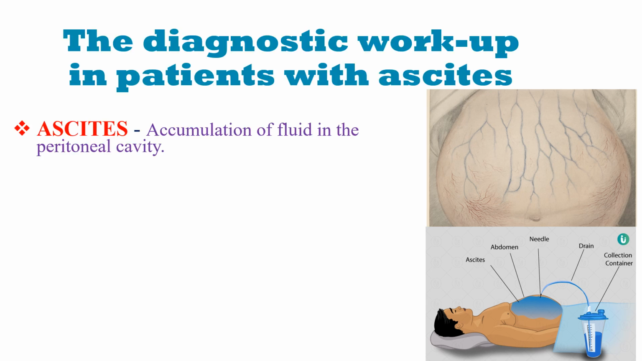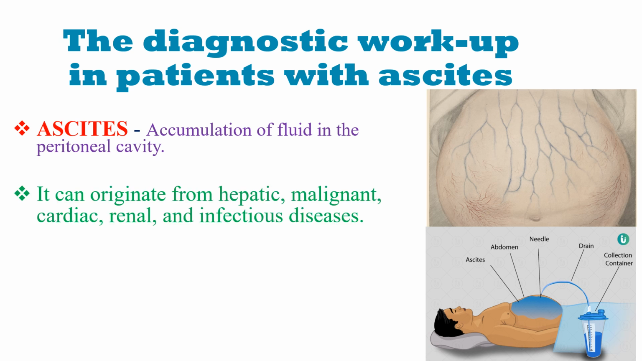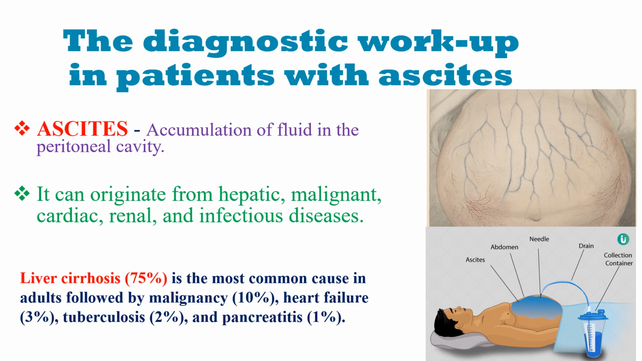Ascites is accumulation of fluid in the peritoneal cavity. It can originate from hepatic, cardiac, renal, malignant, and infectious diseases. Liver cirrhosis is the most common cause in adults, especially in developing countries, followed by malignancy, which is followed by heart failure, tuberculosis, and pancreatitis, respectively. Let's see the diagnostic workup in patients with ascites.